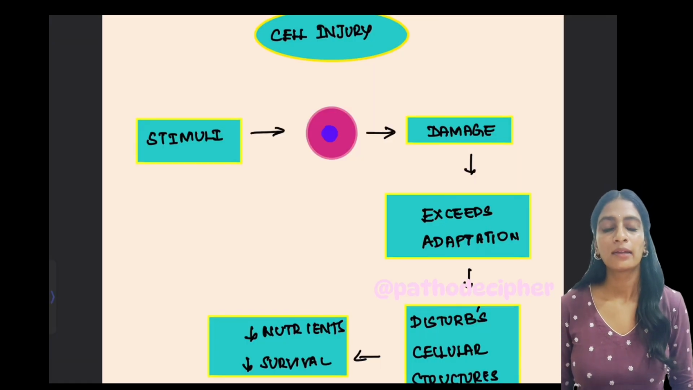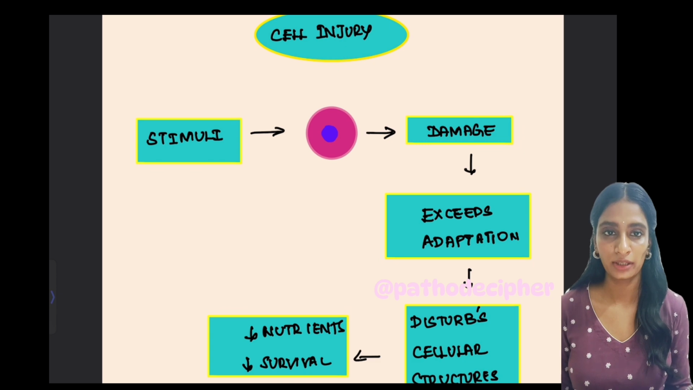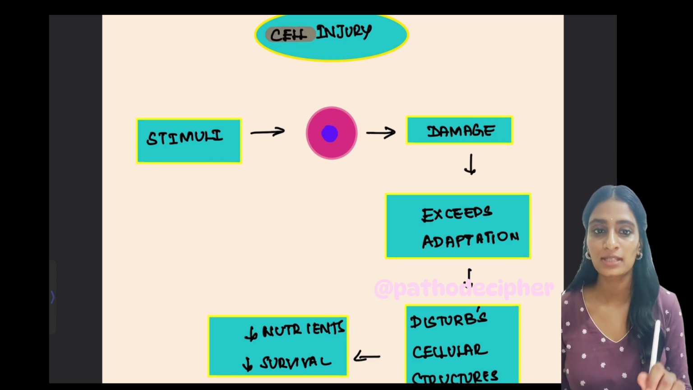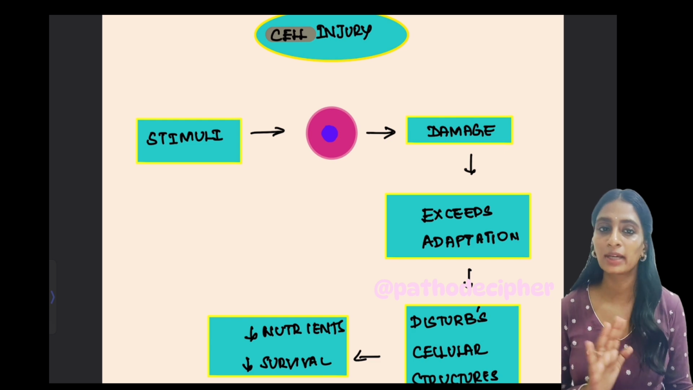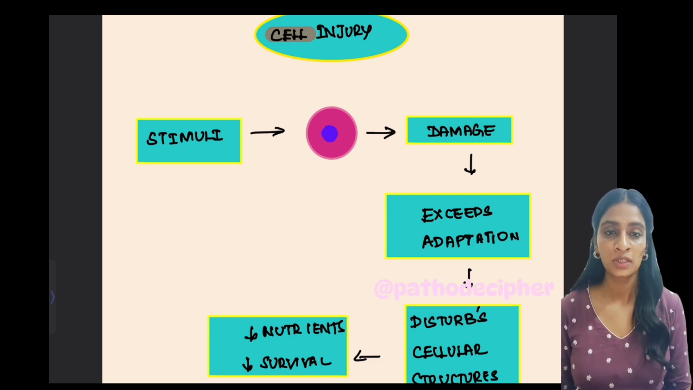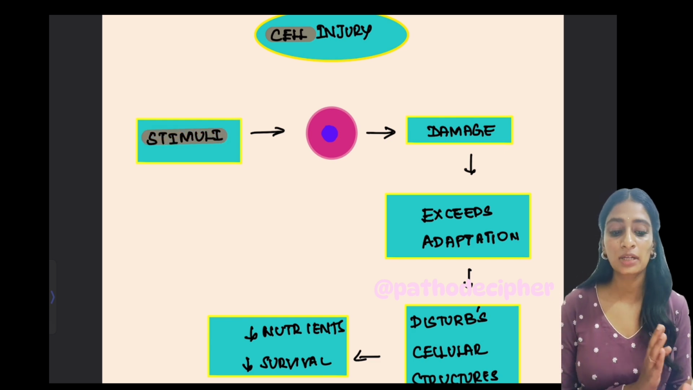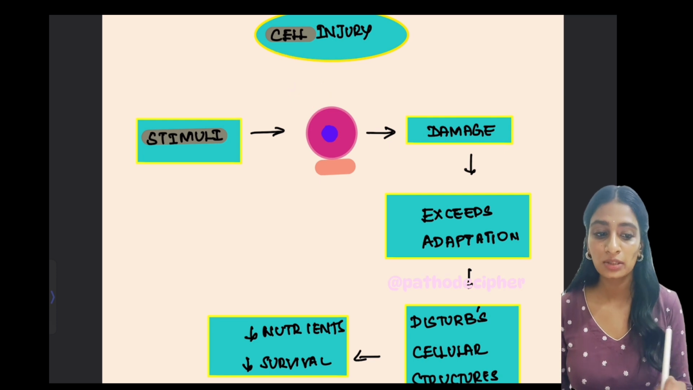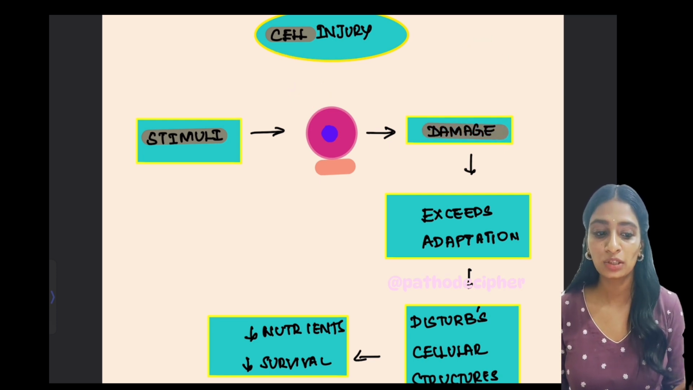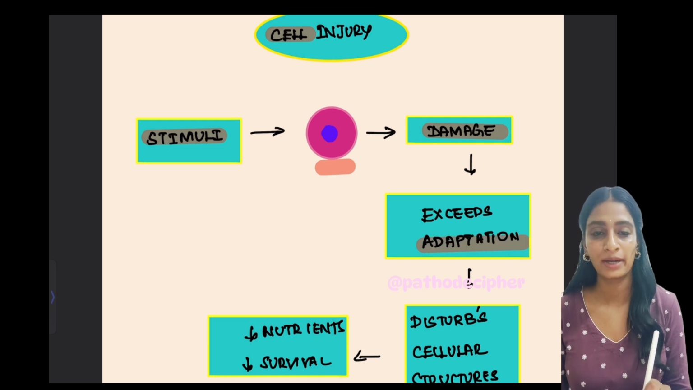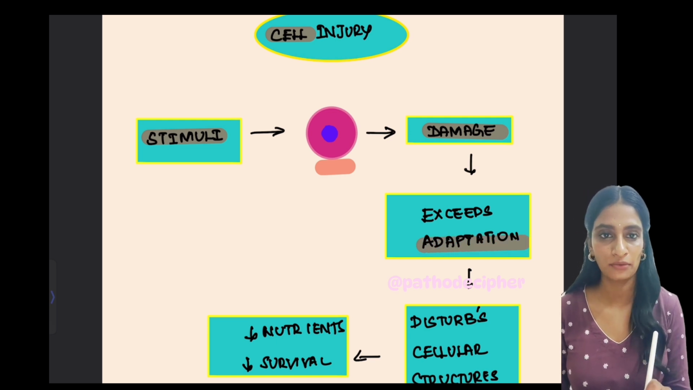Okay. And coming to the cell in our body, every cell has the cytoplasm and the nucleus, right? So if there is any particular stimulus, the stimulus can be anything, I'll discuss it later. If any stimulus acts on a cell, this cell will ultimately undergo damage. The damage will lead to cellular adaptation. Adaptation, we can discuss what the types of adaptation are.